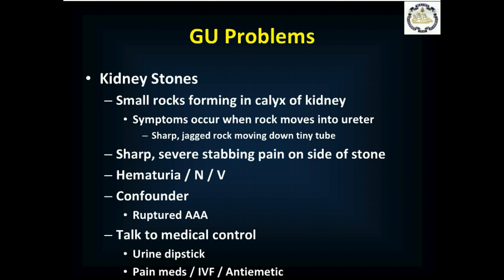Talking now about genitourinary problems. First one we want to talk about are kidney stones. Those are very common, and basically your kidney, where it collects all the urine, has a big open space called the pelvis, and it can make small rocks.